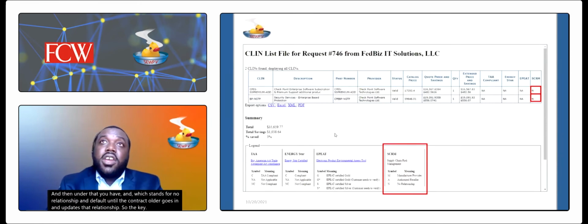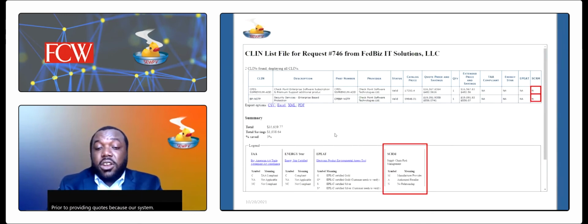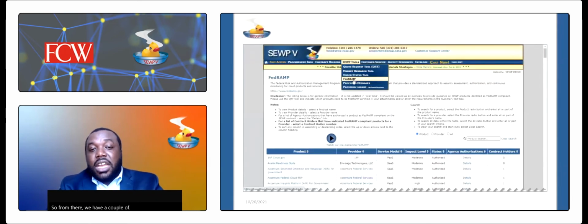So the key thing here, though, is contract holders must update their relationships prior to providing quotes, because our system checks on a nightly basis. So before you quote, contract holders should be making sure that they've addressed all their supply chain relationships before our system updates. And then from there, if the quote met all your requirements, the customers could essentially award this particular requirement.